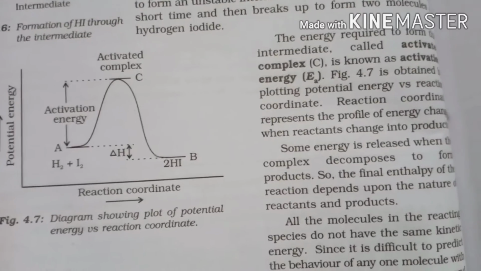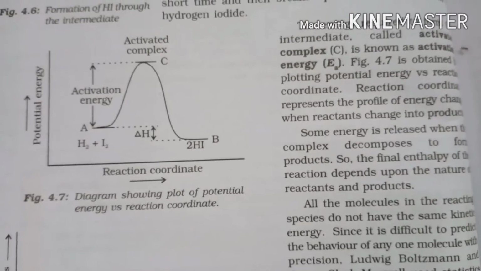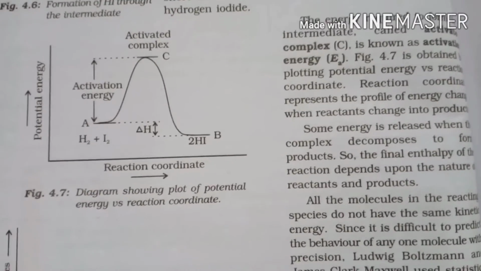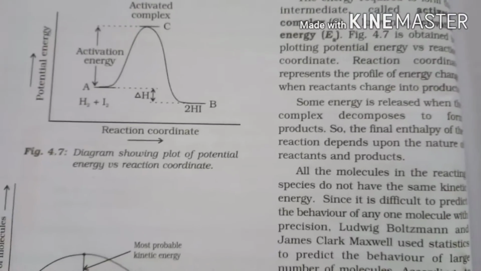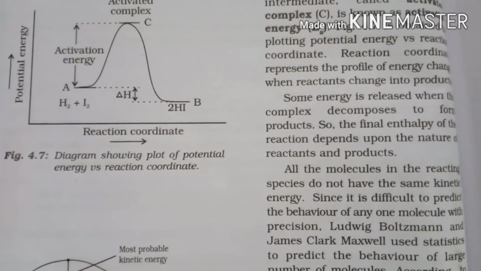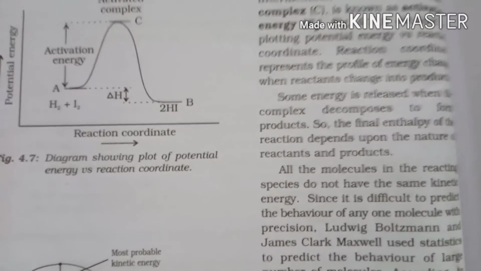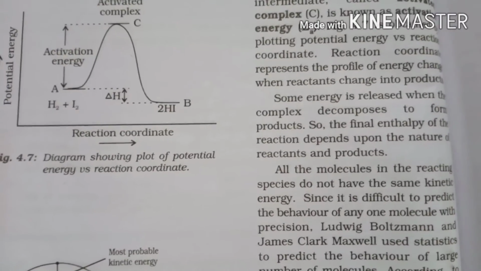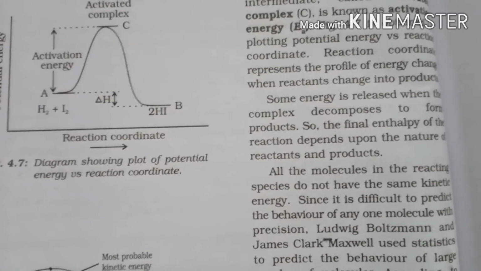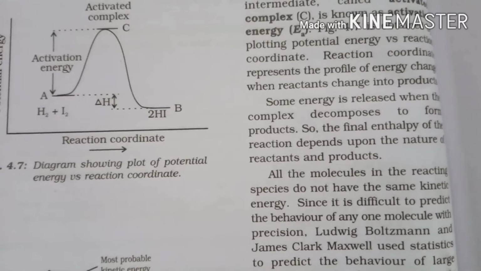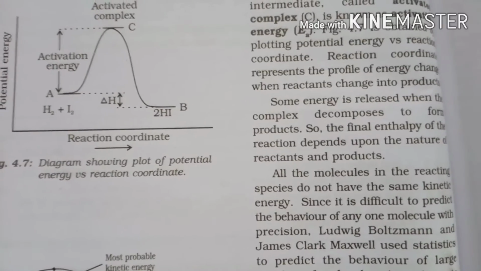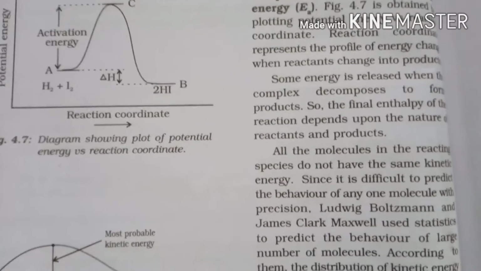Likewise, all the molecules in the reactant species do not have the same kinetic energy, because some molecules, when they undergo collision, have greater energy, and those which have fewer collisions will have less energy. Due to the difference in energy levels in the reactant molecules, it is difficult to predict the behavior of any one molecule with accurate energies.